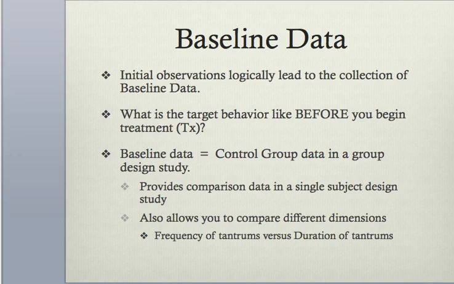So remember, think about baseline data as sort of control group data in a group design. It provides a comparison in a single subject design. That's where the comparison data comes from. And it also allows you to compare different dimensions. So you might have 5 or 6 baselines. You might have a baseline for the frequency of tantrums, for the intensity of tantrums, and another for the duration of tantrums. So each dimension of behavior deserves to have its own baseline measure.